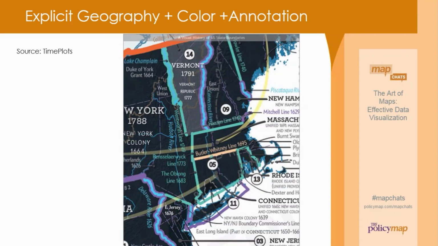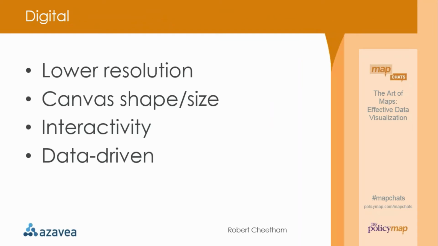We also get explicit geography combined with color and annotation. This is looking at the evolution of state boundaries in the United States. As we have shifted to digital over the last couple of decades, we both have some new challenges that we didn't necessarily have with paper, but also a lot of new opportunities.